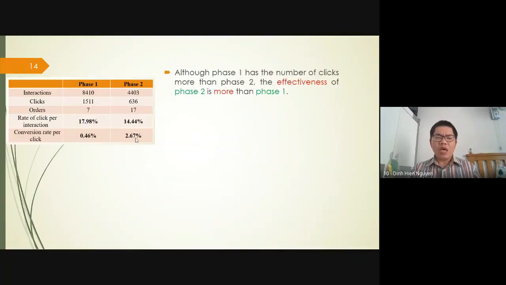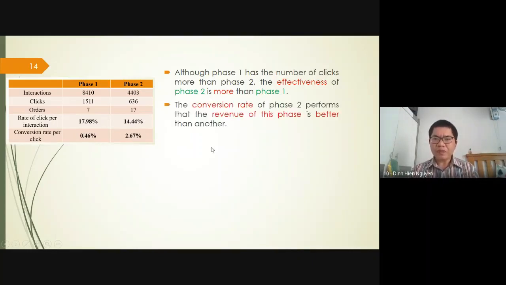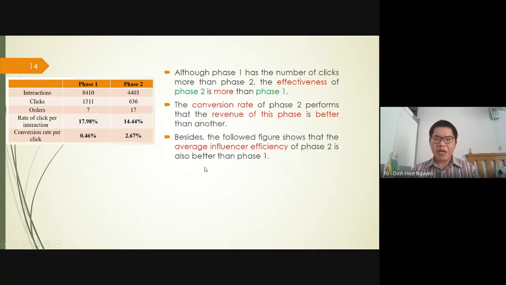And we have the result of the experiment. Phase one has more clicks than phase two, yet phase two is more effective than phase one. Here we have the conversion rate per click at phase two is higher than at phase one. That means the audience in phase two places more orders than the audience in phase one. And the revenue of phase two is better than the other.